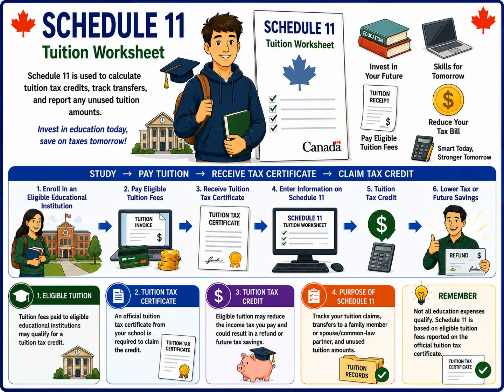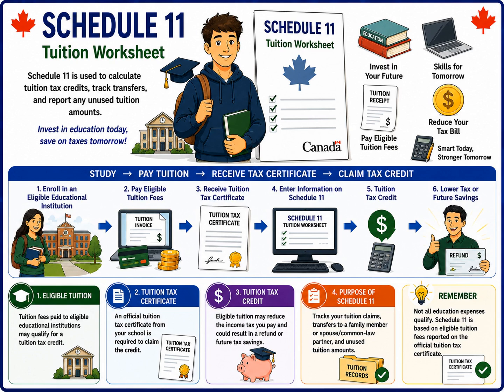Now let's begin our discussion of Schedule 11, which is used to calculate tuition tax credits and track eligible tuition amounts on a Canadian personal income tax return. Many students pay tuition fees while attending colleges, universities, or other eligible educational institutions. To help reduce the financial cost of education, the Canadian tax system provides tuition tax credits for eligible tuition fees. Schedule 11 is the worksheet that records these tuition amounts and determines how they are used on the tax return.